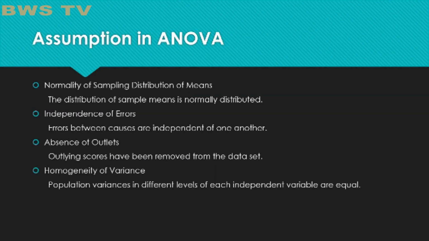The assumptions in ANOVA. Normality of sampling distribution of means: the distribution of sample means is normally distributed. Independence of errors: errors between the cases are independent of one another. Absence of outliers: the outlying scores have been removed from the data set. Homogeneity of variance: population variances in different levels of each independent variable are equal.